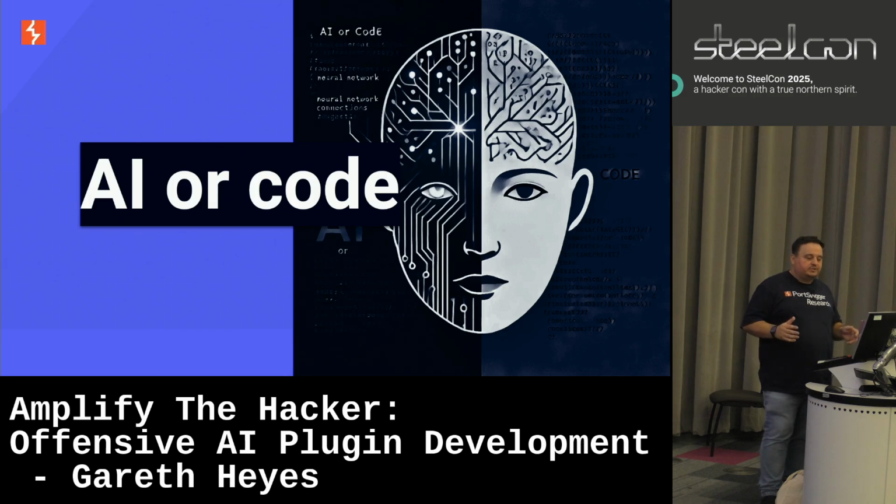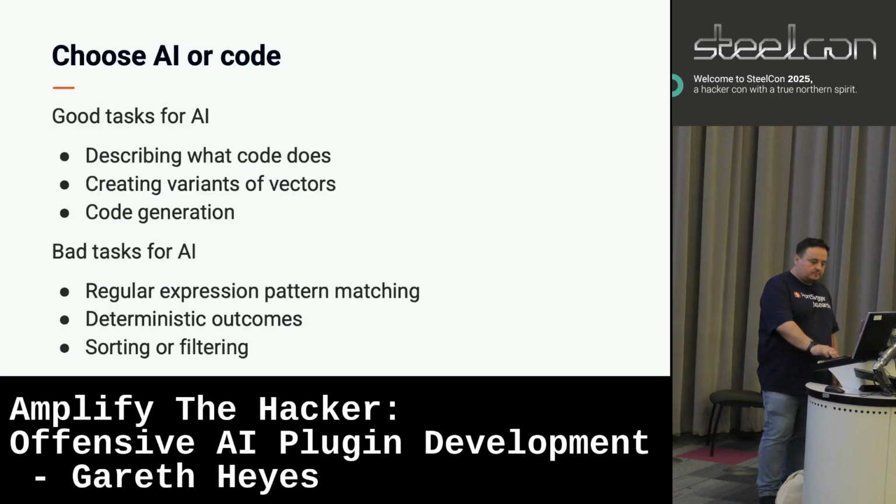An important question to ask before you begin work on your AI extension is, can it be solved easily with code? If the answer is yes, then it's probably a poor choice for an extension. It's essential to use AI for the right kind of task. It excels at describing what code does, generating code or XSS variants, or keeping track of the steps you've taken during an assessment. But it struggles with anything that requires precision or deterministic logic, like regular expression pattern matching, sorting, or filtering.